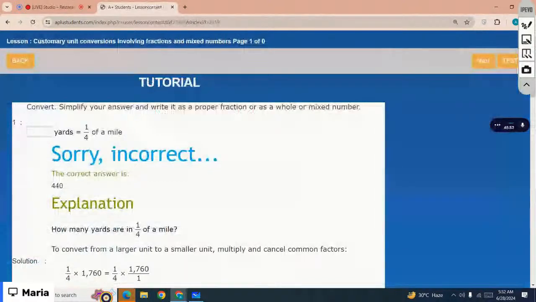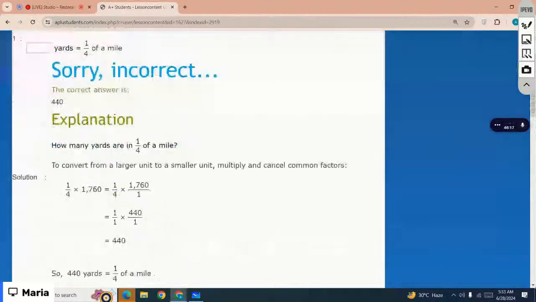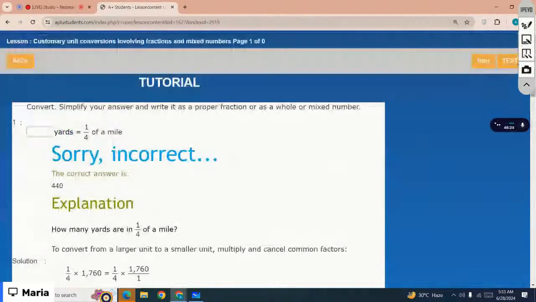Okay, convert. We have 1/4 of a mile. You need to convert it to yards, right? So we know that 1 mile equals 1,760 yards, right? So you divide the 1,760 yards by 4. That is 440, right? Let's just start with the test questions, then you can understand more easily.